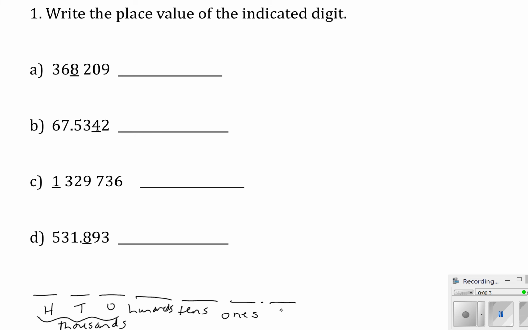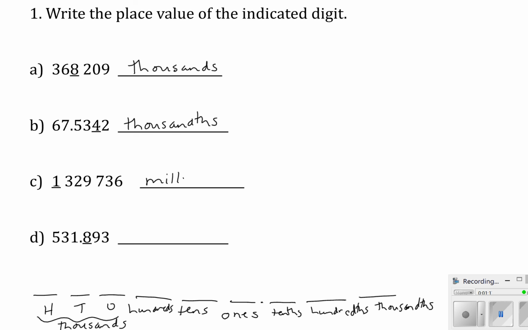After the decimal point, you have the tenths with a TH, and then your hundredths with a TH, and your thousandths, also with a TH. So that's just a quick review of what the place values mean. So here, for example, the 8 is in the 1,000s place. So you can write that as 8,000, or just thousands is fine too. Here, the 4 is in the thousandths spot. Here, the 1 is in the millions. And here, the 8 is in the tenths.